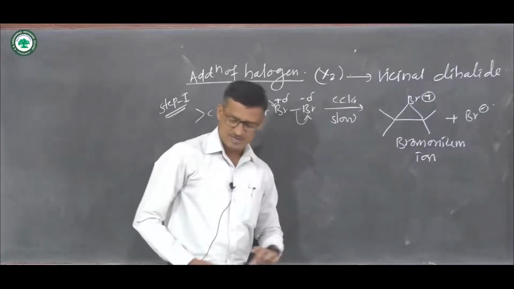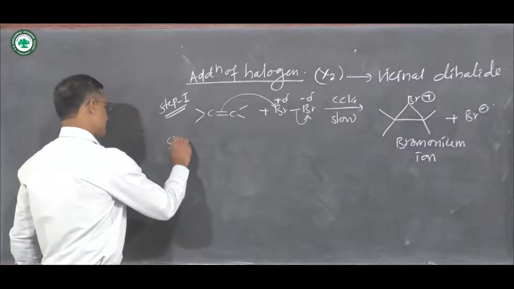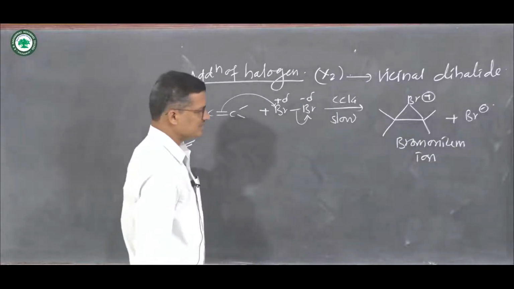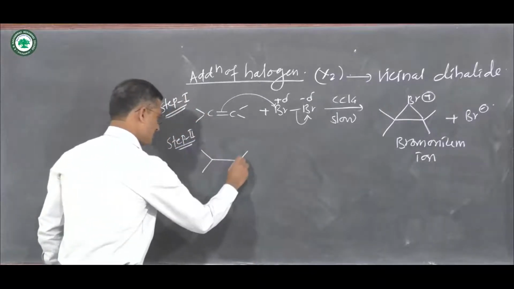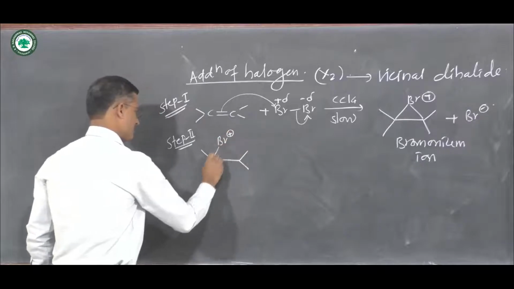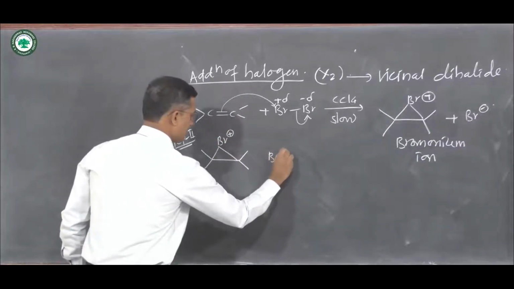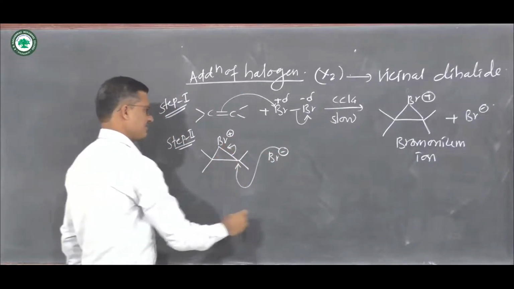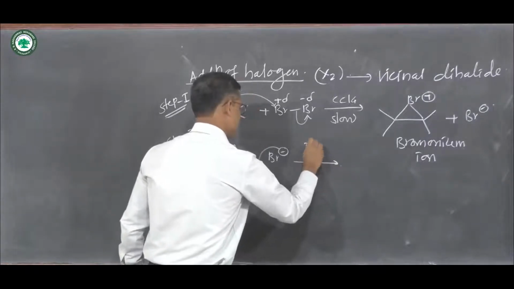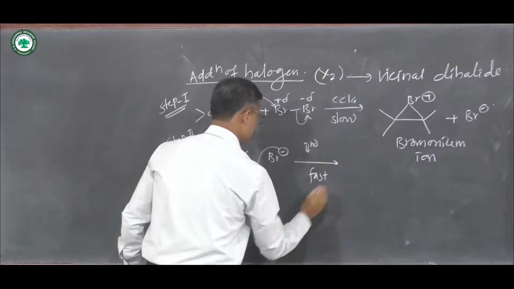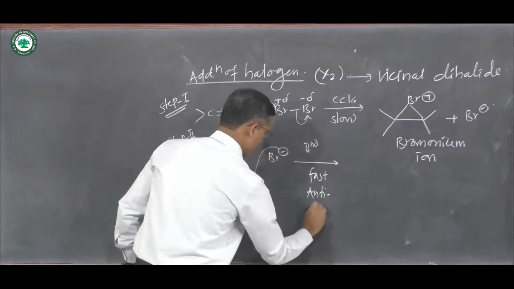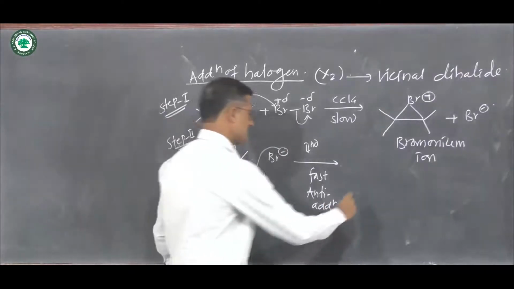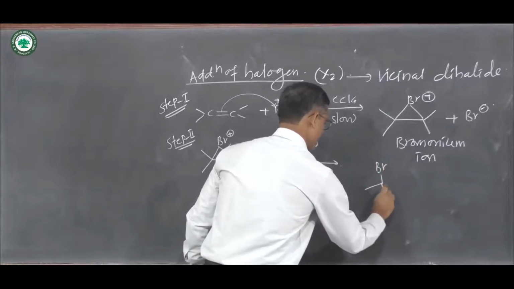Once the cyclic bromonium ion formation takes place, then the second step occurs, and in the second step the cyclic bromonium ion is opened. How is this cyclic bromonium ion opened? We remember it like this: the Br minus, or nucleophile, in your reaction mixture attacks from the opposite side, and we get this. This is the second step, a fast step, and we know that anti-addition of Br takes place. And when the anti-addition of Br takes place, we get the product.